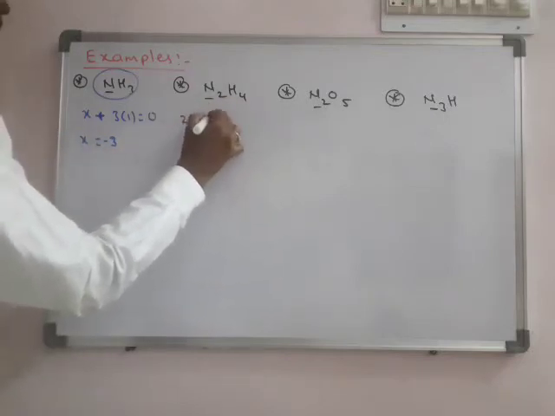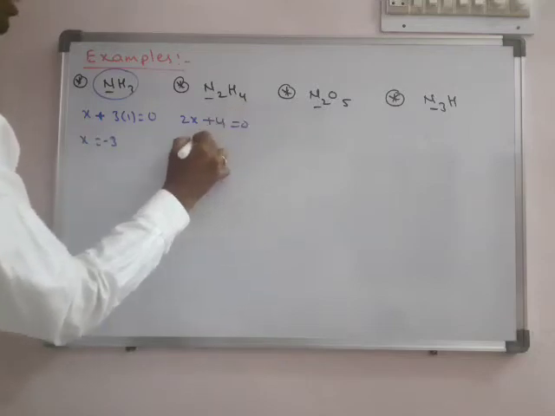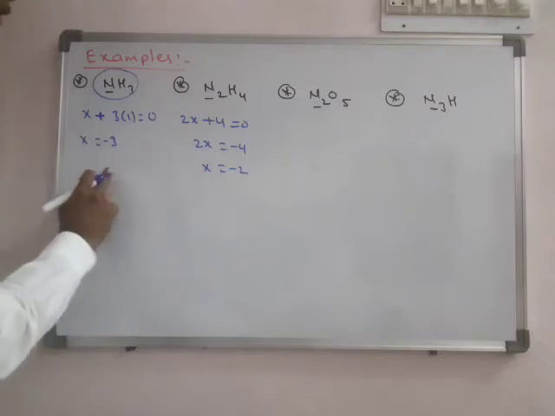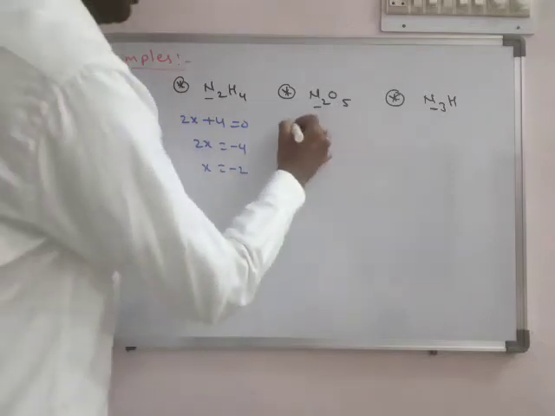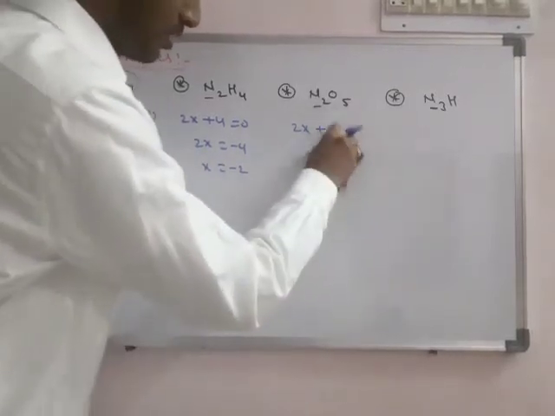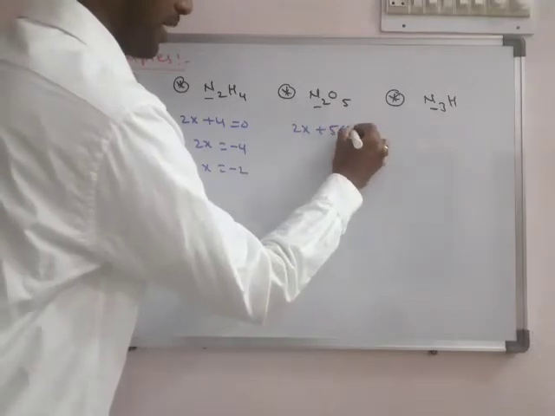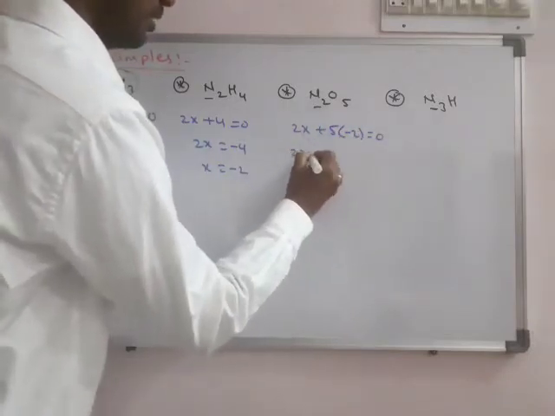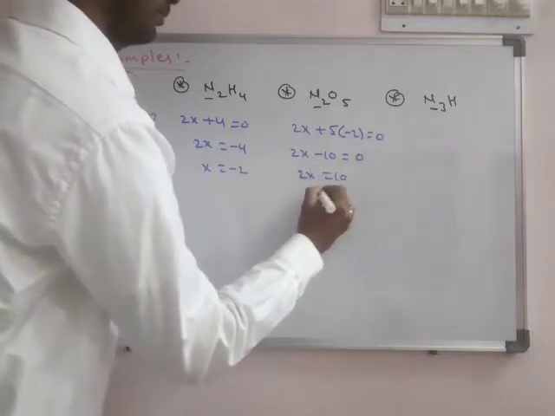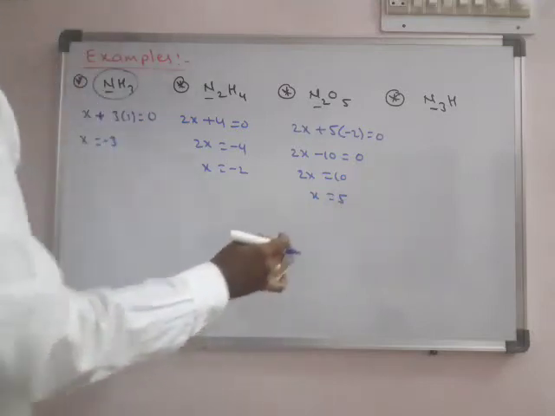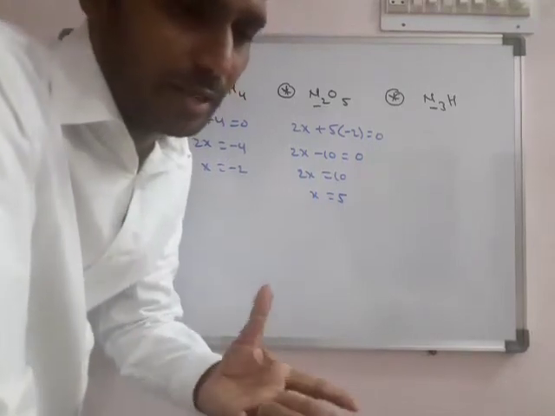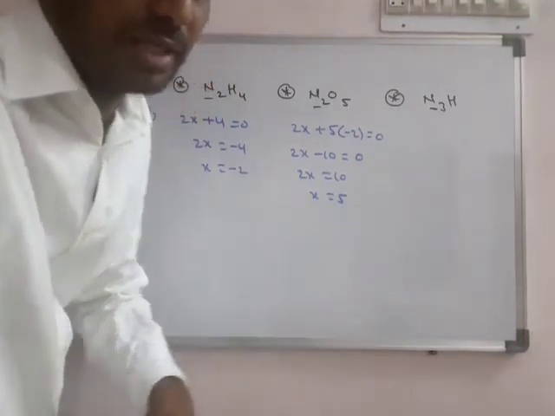Here 2 nitrogen, 2X, 4 hydrogens, 4 into 1, overall 0. Minus 4, X equals minus 2, which means nitrogen shows minus 3, and minus 2 also. Here 2 nitrogen, 2X plus 5 oxygens, generally oxygen has minus 2. 5 into minus 2, overall 0. 2X is 5. So it is the maximum oxidation number of nitrogen, because nitrogen has 5 valence electrons, so there is no choice of plus 5 extra.